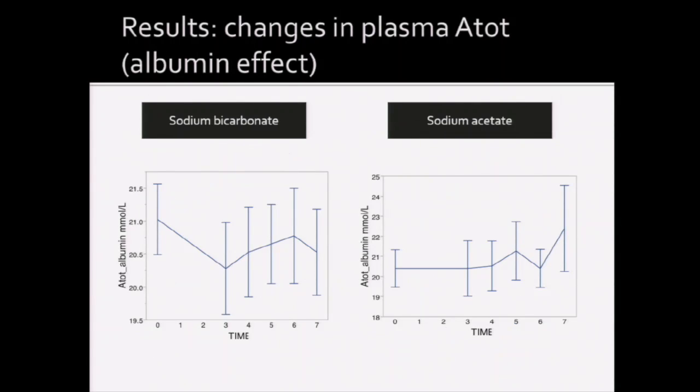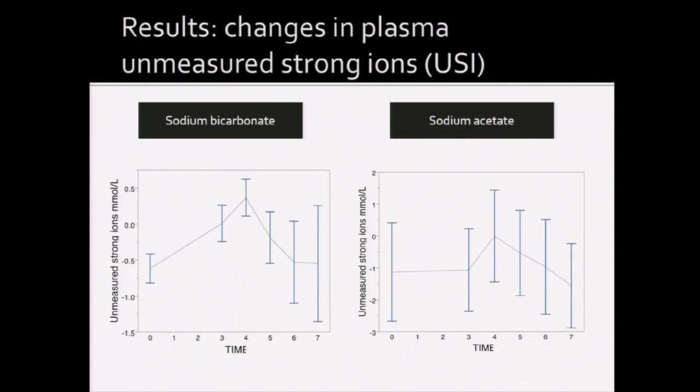If we look at the rest of the strong ion difference, or how it's calculated, and focus on the weak acids, which is mainly albumin, there were no differences found between groups, and very little change over time with respect to either treatment. If we look at other unmeasured strong ions, which is mainly D-lactate, there's a mild elevation in sodium bicarbonate. I think that group had a 1 millimole per liter higher than the sodium acetate group, but clinically I don't think that would make a tremendous difference between the two groups, and the rest of the time points were not significant.